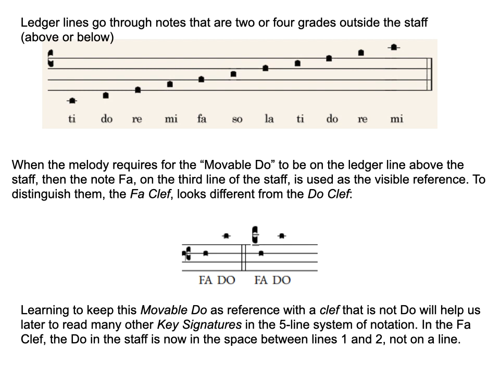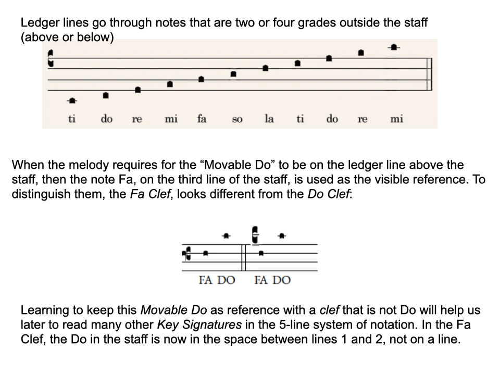Ledger lines. Ledger lines are when the melody does not fit on the 4 lines. Then a ledger line goes through notes that are 2 or 4 grades outside the staff, above or below, thus creating an artificial other line or 2 artificial other lines and the spaces in between. When the melody requires for the movable do to be on the ledger line above the staff, then the note fa on the 3rd line of the staff is used as the visible reference because we don't want to have our clef or our key outside the staff.